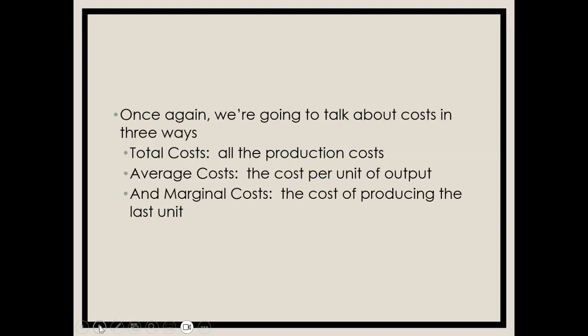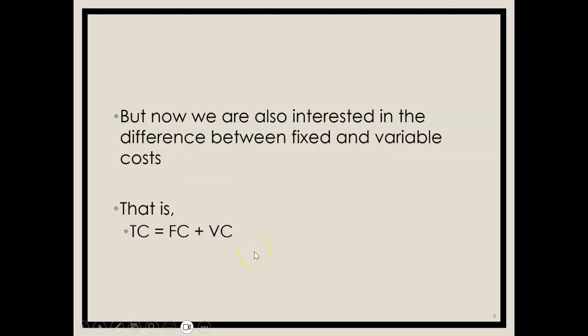What I'm basically going to do is to use these three different concepts: total costs, all the production costs; average costs, the costs per unit of output; and marginal cost, the cost of producing the last unit, and give you the equations for the costs that fit into these categories and when they're combined with the other categories that we talked about. That way you'll have all the equations in one place, and you'll have all the material ready to use for the rest of this week and next week as well. Okay, so let's get started with our equations.